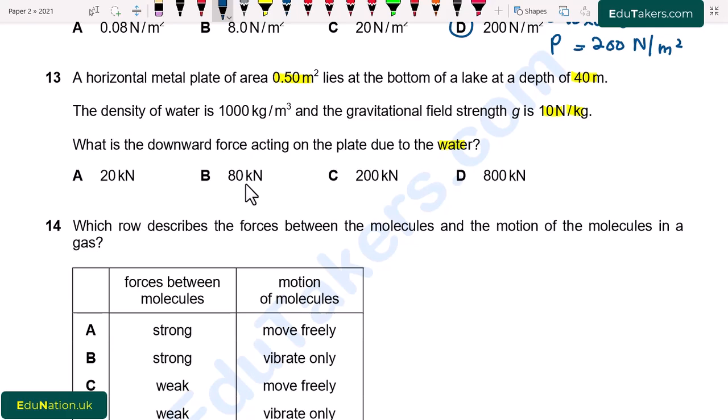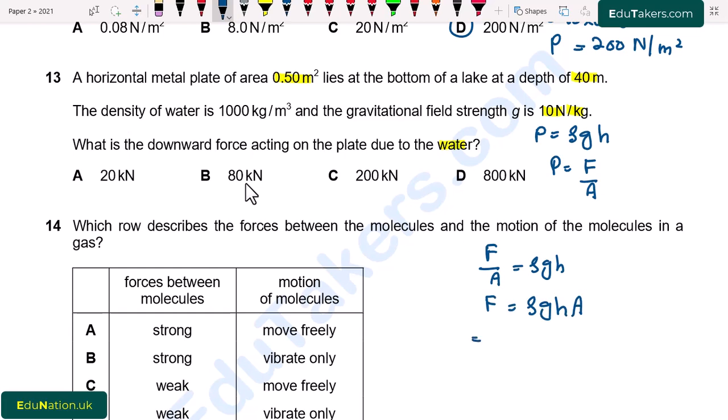So the pressure at any depth is equal to rho GH, and we have to find out the force. So pressure also equals force over area. By comparing both of these equations, F over A will be equal to rho GH. So force will be equal to rho GH and area. Now I am going to put values here.